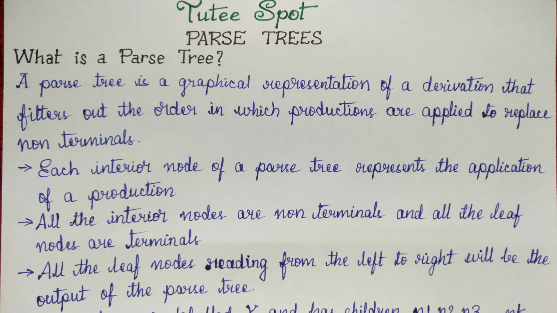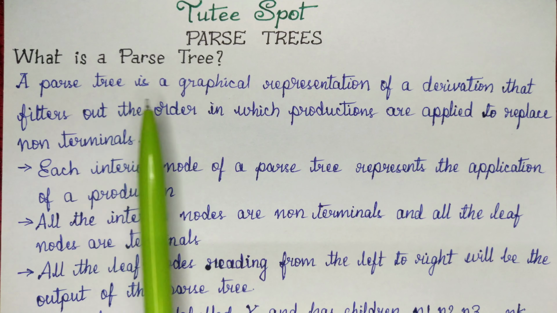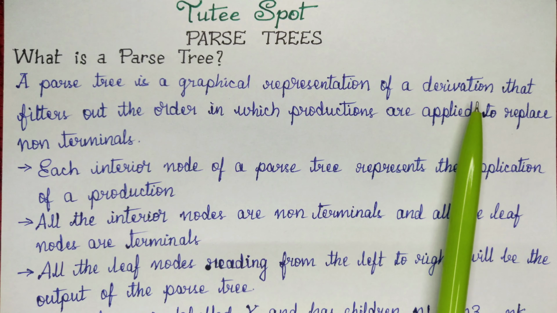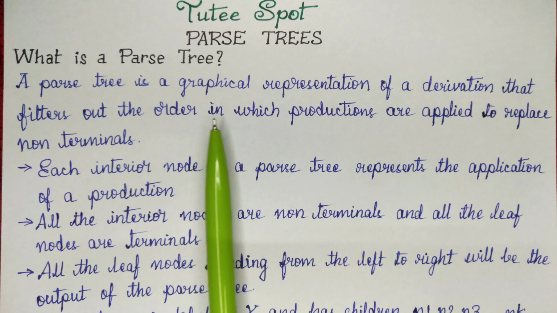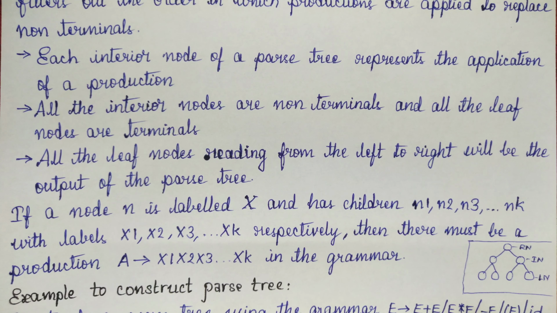In this video, let's discuss parse trees. So what is this parse tree? This parse tree is a graphical representation of your derivation that filters out the order in which the productions are applied to replace non-terminals. Generally, in the parse tree, we have the root nodes, internal nodes and the leaf nodes.